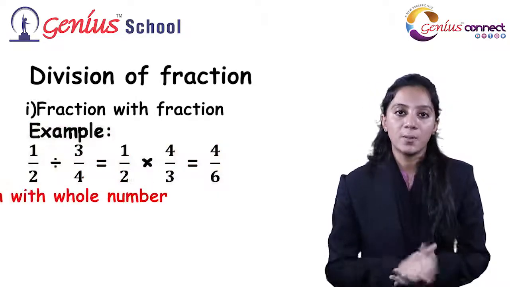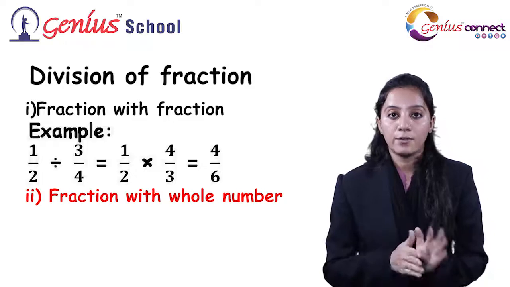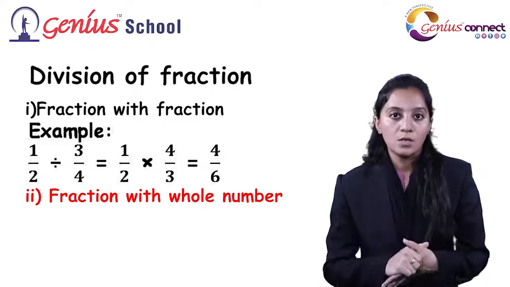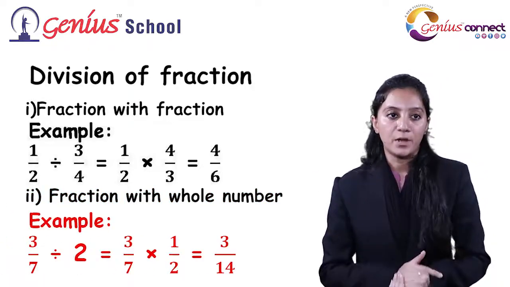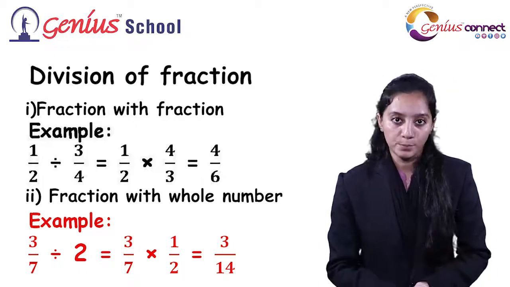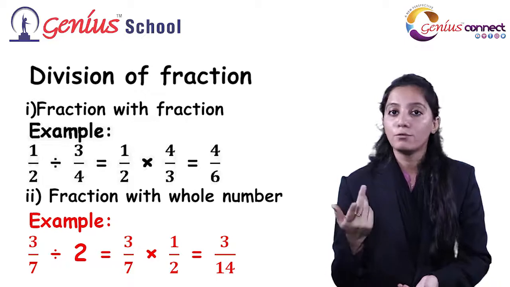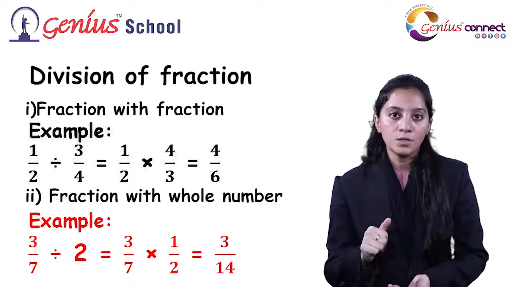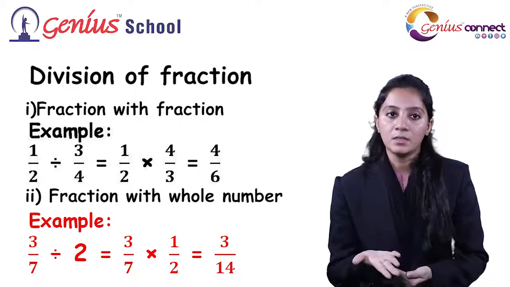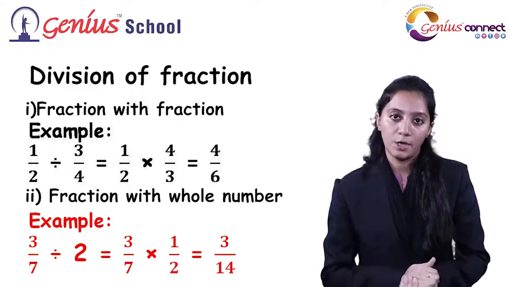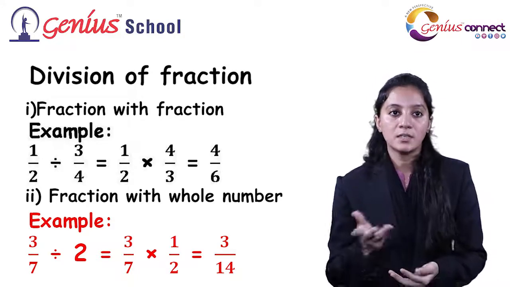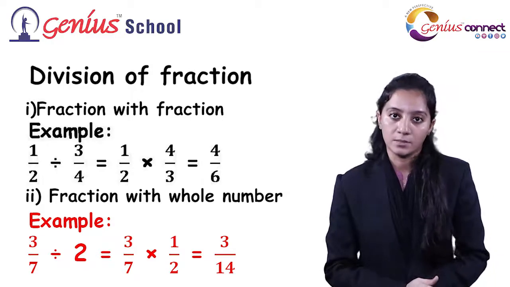Now the second example of division: division of a fraction by a whole number. You can see the example 3/7 divided by 2. So 3/7 multiplied by the reciprocal of 2, that is 1/2. So 3 multiplied by 1 is 3, and 7 multiplied by 2 is 14. So our answer is 3/14.